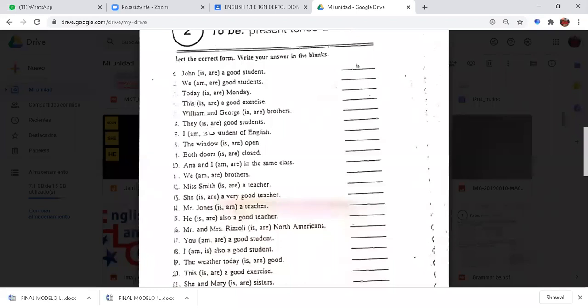Next. Seven. I am a student of English. Yes. Eight. The window is open. Next. Both doors are closed. Next. Anna and I are in the same class.